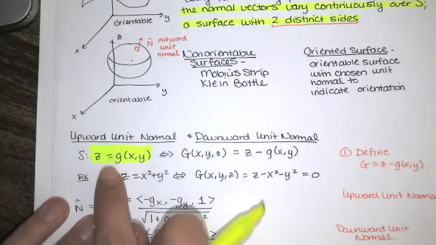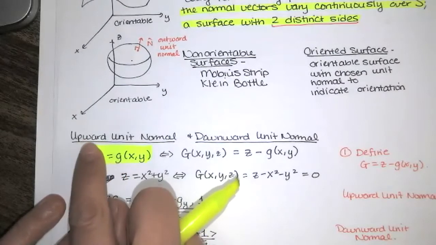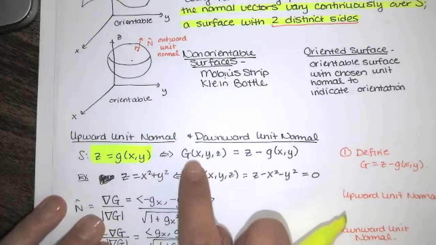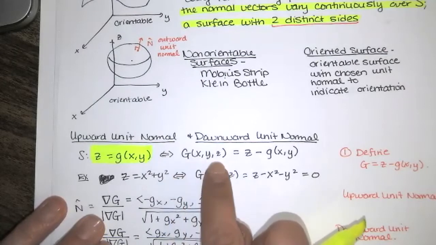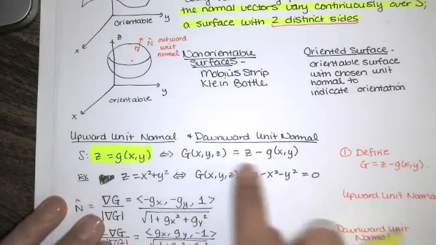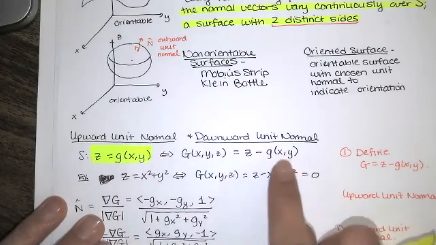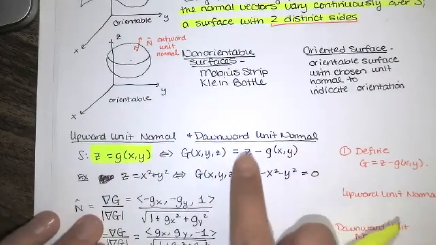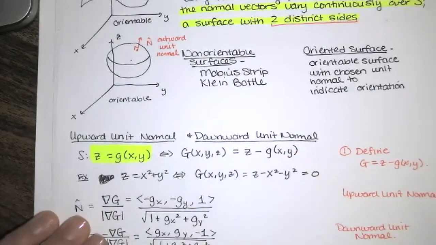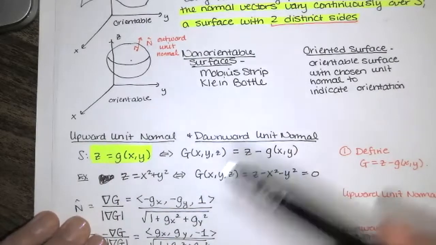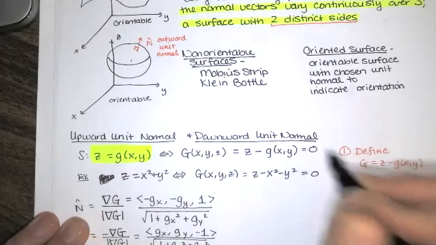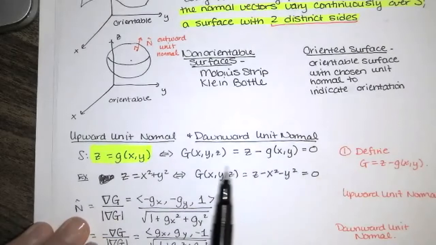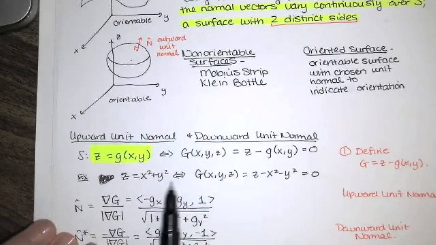And the way we tend to do this so that we can get the upward unit normal vector we want is we say, let's let capital G of x, y, and z be z minus this little g of x and y. Now, if you're saying to yourself, isn't that 0? It doesn't really make sense to call that a surface. You're right, it is 0, but it does make sense to call that a surface.